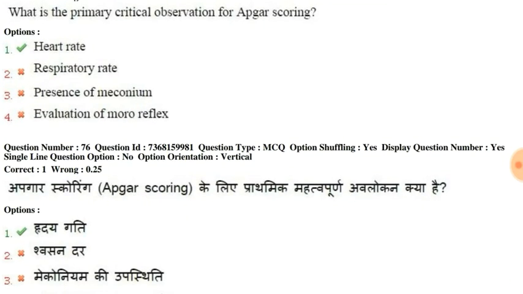Next is, what is a primary critical observation for Apgar scoring? So there are four options and the correct answer is first one, that is heart rate.